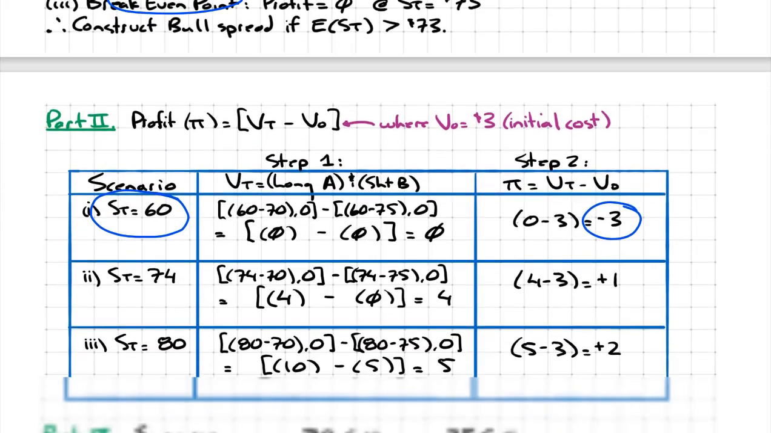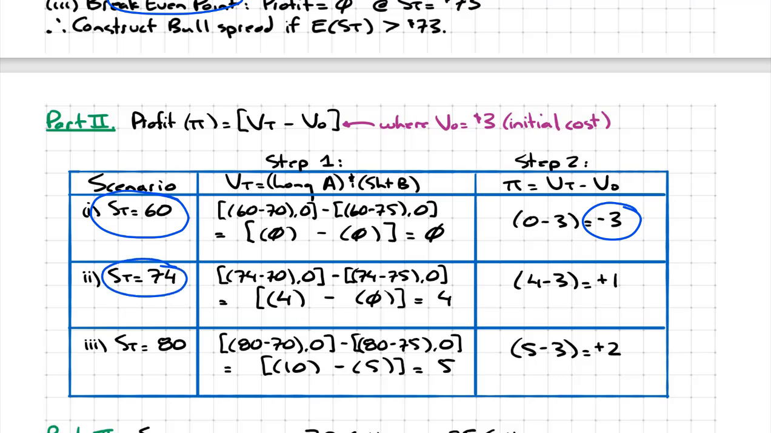Let's pick another price. What if the spot price at expiry is 74? Same exercise, ladies and gentlemen. Find the intrinsic value for call A. It'd be 4. What would be the intrinsic value for call B? Remember, it's a short position. Well, this call B would be out of the money. So therefore, the combined position is worth 4. So what's your profit? Well, I ended up with 4, but I paid 3, so my profit is $1.